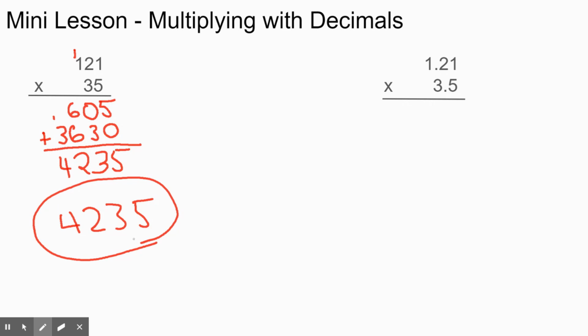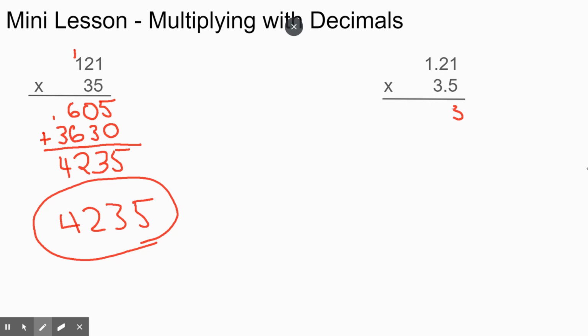Now, when it comes to multiplying decimals, if you look at that problem, you'll notice it looks almost the same as the one we just did. The only difference is we have a decimal in both of our numbers. And the first step when it comes to multiplying multi-digit decimals is to do the exact same thing that we just did. We're basically ignoring the decimal entirely to begin with, and we're just going to do the same thing.